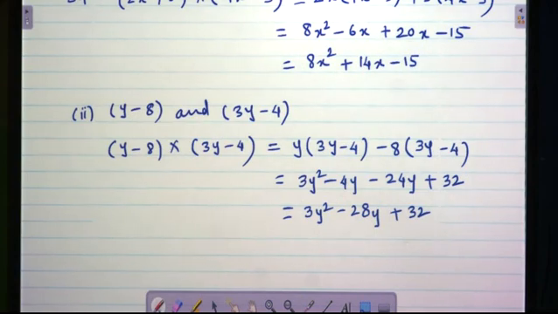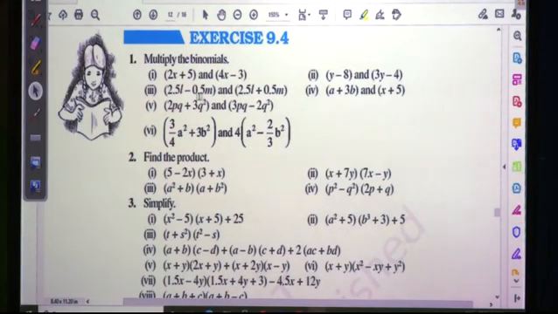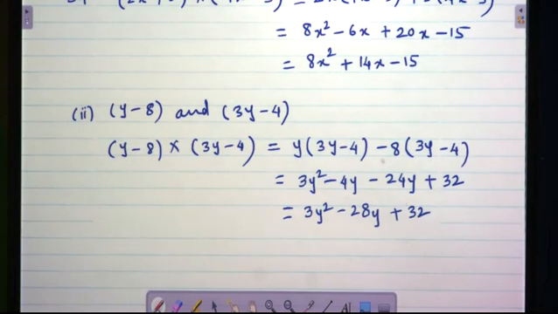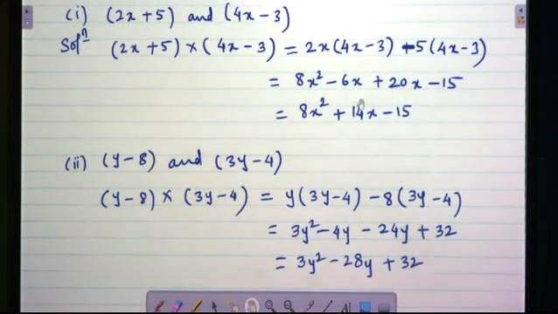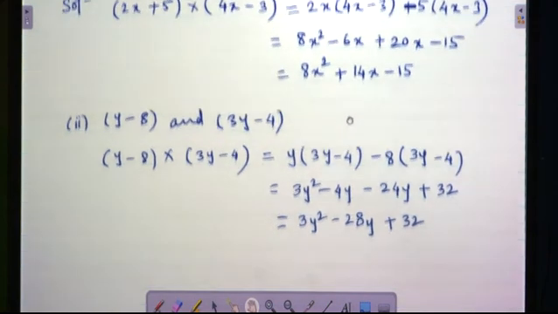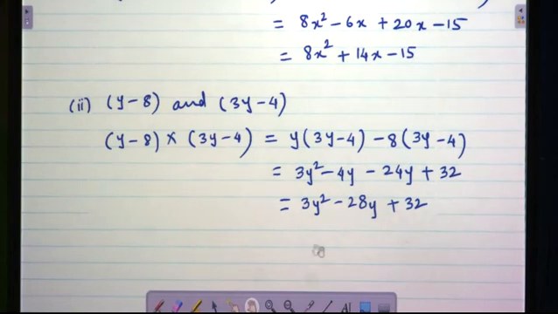So, what we have understood here, that when we multiply binomial with binomial, what was explained to us, that we will get 4 terms, but when we are having like terms, they will get combined, either they will get added or subtracted, and that is why we are getting here 3 terms in the answer.